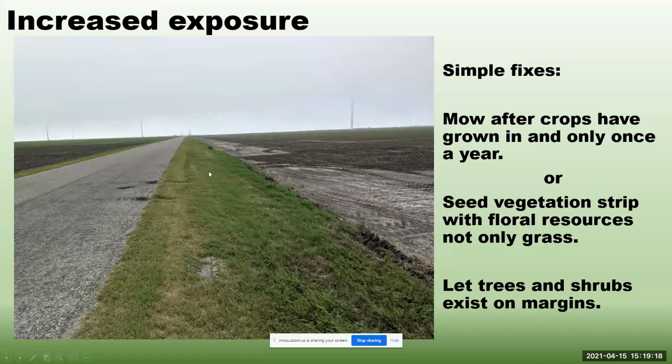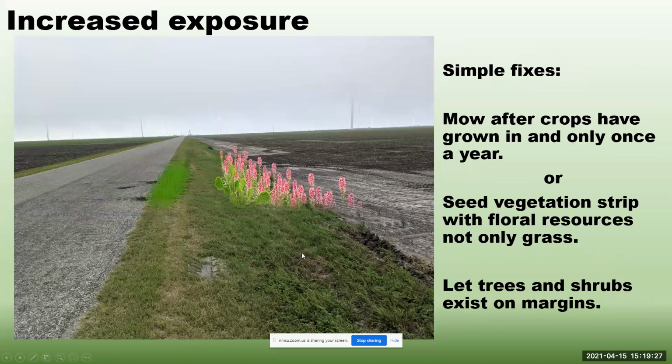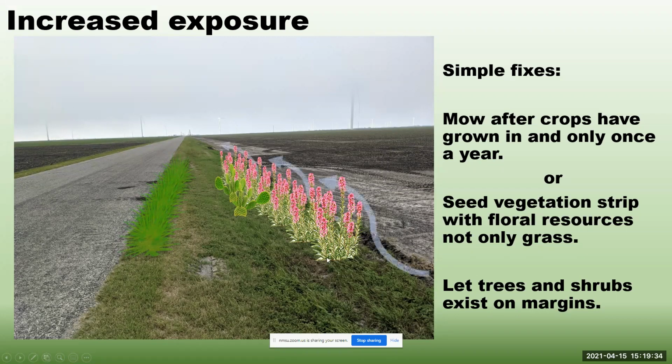It will also help prevent evaporation, because this low vegetation effect is increasing evaporation, soil exposure to the sun, and the soil is drying out. So if we allow some roadside hedgerows to exist, when the wind hits it, it will go over. That will create a corridor in which bees can forage. And then when the crops grow in, the bees can forage in the crops, and we can mow the roadsides. So a simple fix to this mowing problem is simply mow after the crops have grown in.